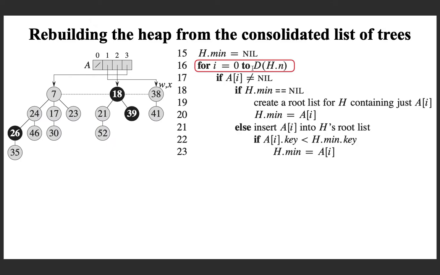I hope you remember this notation from the previous lecture. Now you are checking, suppose the array at index i is not nil, that means there is a tree pointed to by that particular location.